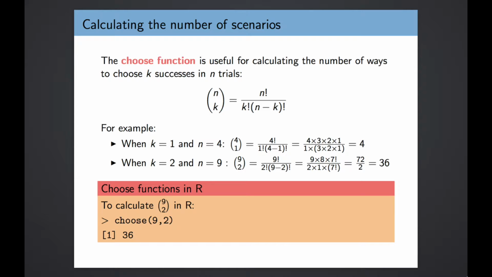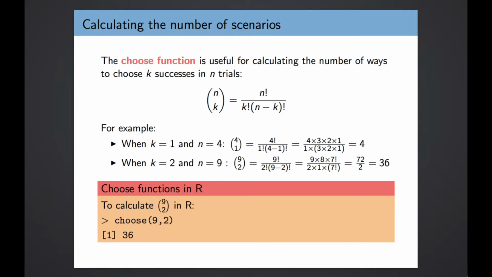So for example, 3 factorial is 3 times 2 times 1. 4 factorial is 4 times 3 times 2 times 1. So if we want to know the number of scenarios when we have n equal to 4 and k equal to 1, that's 4 choose 1, which is equal to 4 factorial over 1 factorial times 4 minus 1 factorial, which is equal to 4 times 3 times 2 times 1 divided by 1 times 3 times 2 times 1, which is equal to 4.